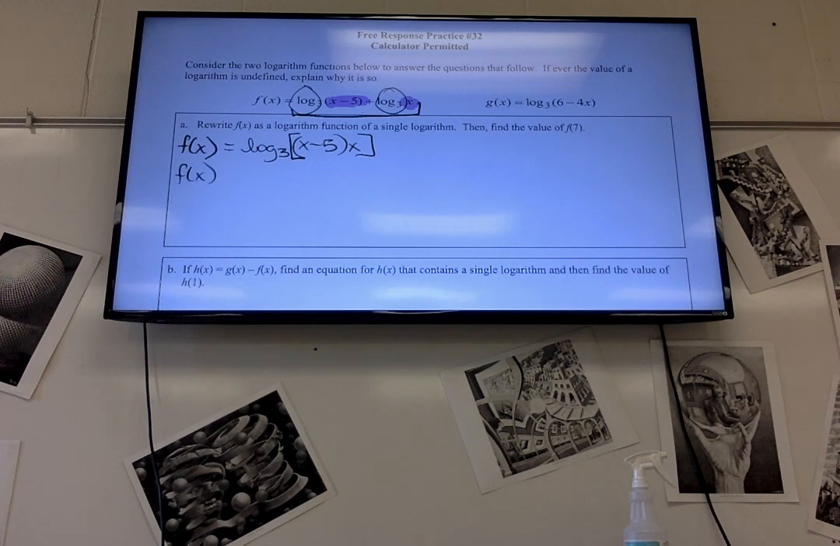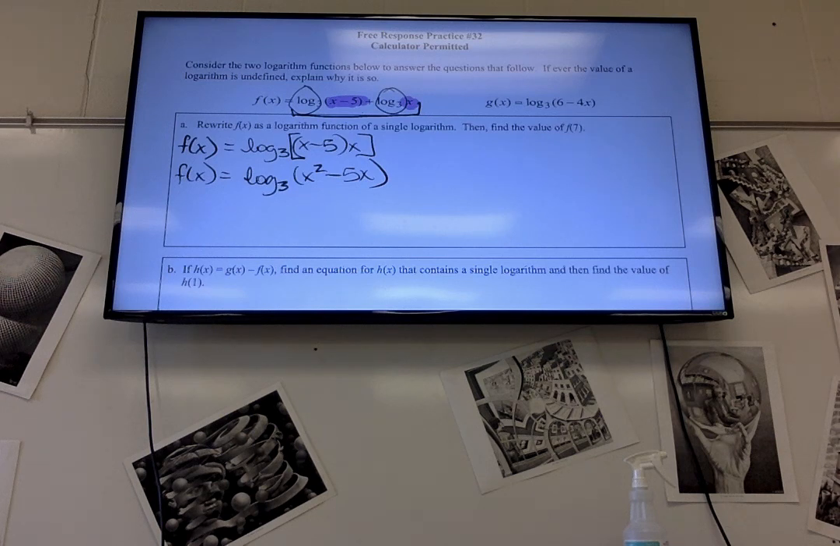I'm going to go ahead and multiply that out. So that's x squared minus 5x. You have to keep the parentheses around it. It just might get confusing. Somebody might think it's just the log of x squared and not the minus 5x. So it's a good idea to keep it there.